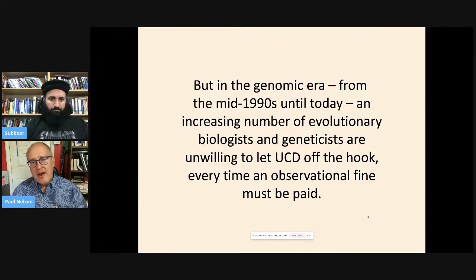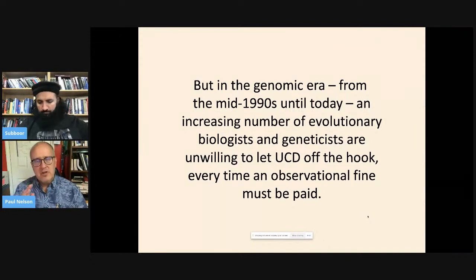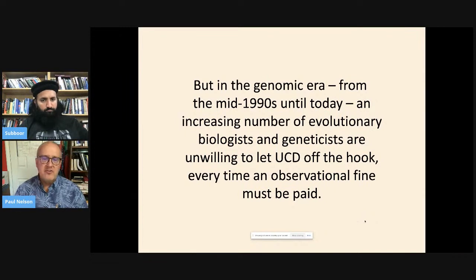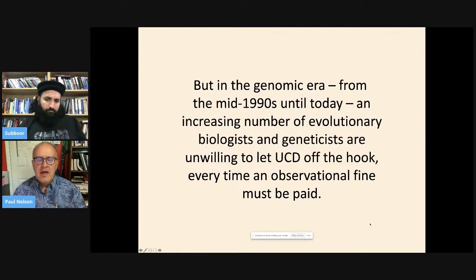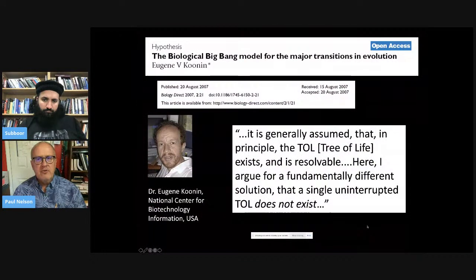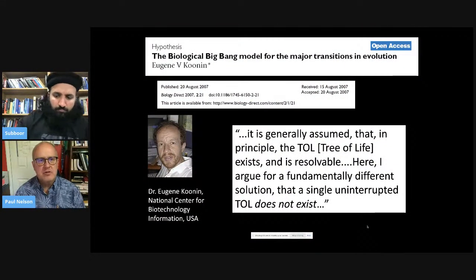In the genomic era, which is roughly from the mid-90s until today, so we're looking at, I would say, a 25-year interval, a quarter century now, an increasing number of evolutionary biologists and geneticists are unwilling to do what Cobb did and let universal common descent off the hook every time an observational fine must be paid. So I'll give you just a few examples, and then we'll conclude and we'll have some time for discussion.